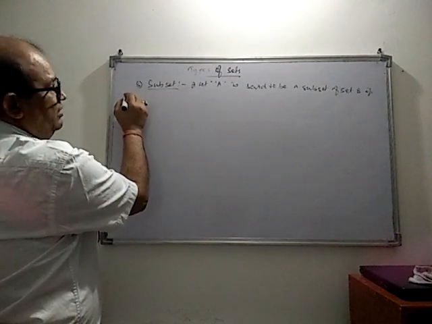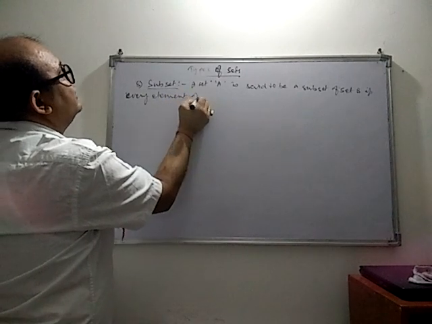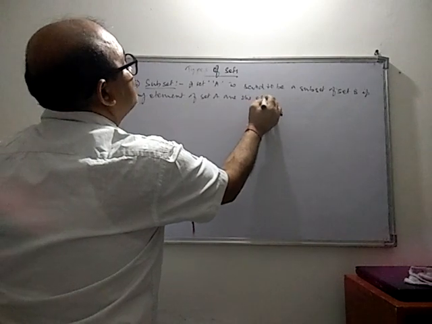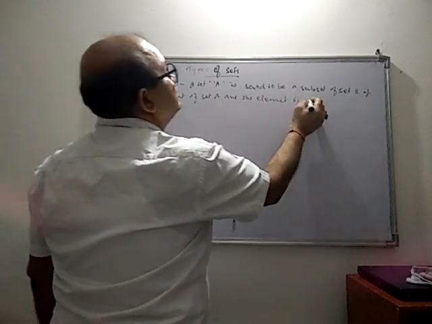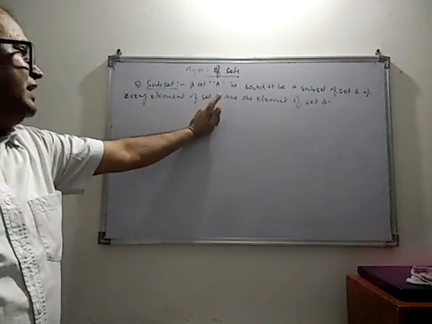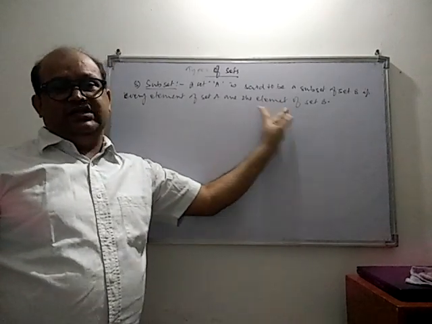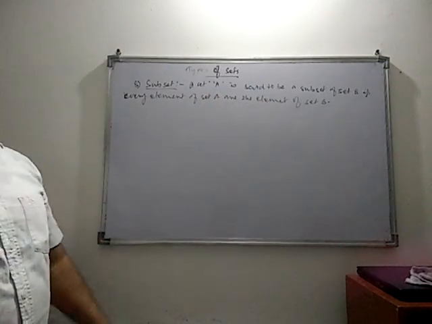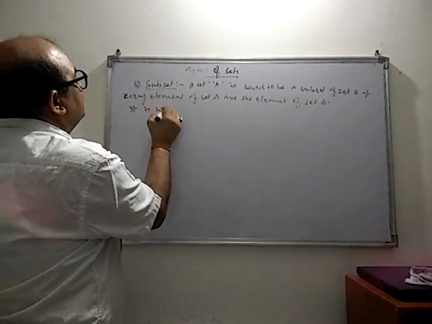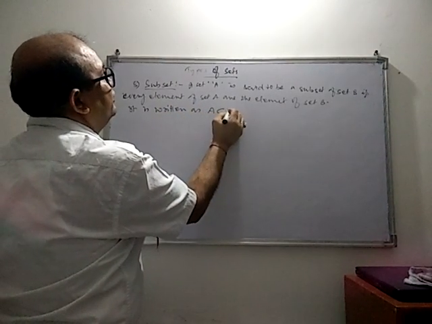That is, if A and B are two sets and each and every element of set A is an element of set B also, then A is called a subset of B. It is written as A is a subset of B.